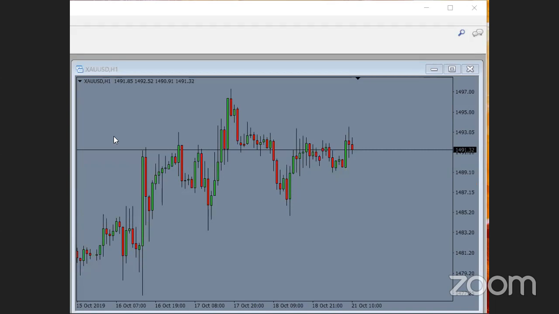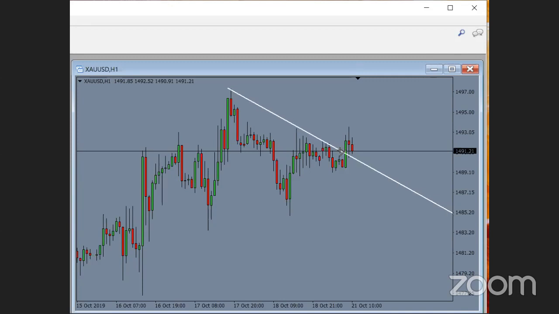Gold took off a little bit in the last couple of hours, and it has managed to find something of a breakout, it looks to me. It's quite hard to find my area. Here we go. This is what we're looking at with gold.